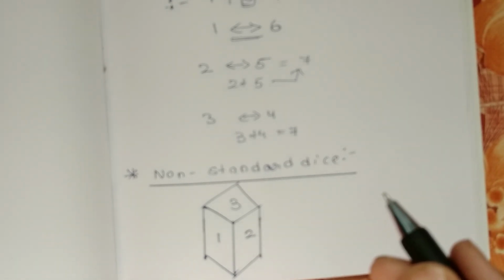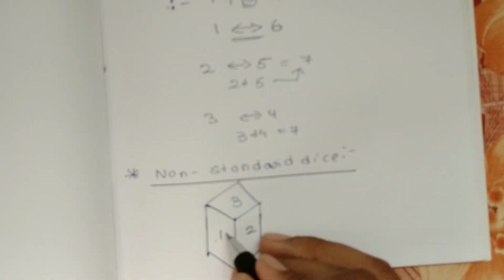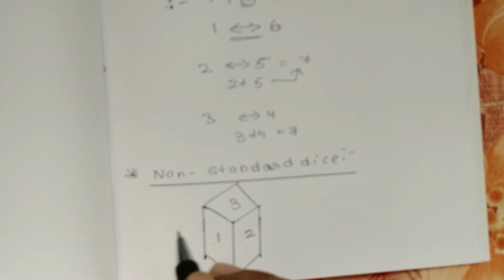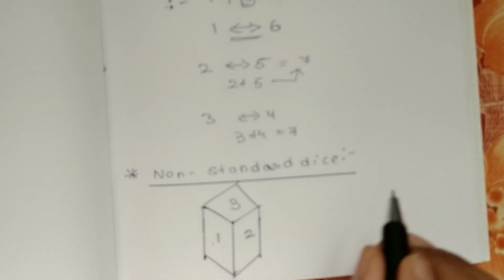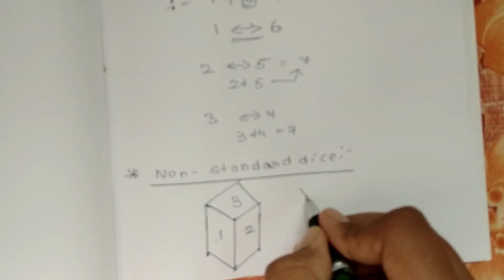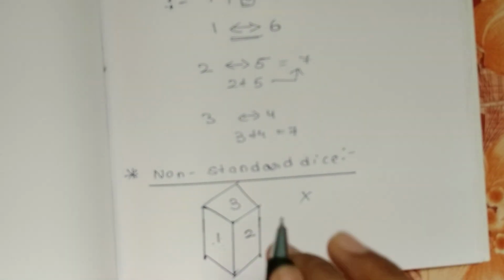And here one more thing I'll tell you, that here 1, 2, 3. So 1 will not be opposite to 2, whereas 1 will be adjacent to 2. And if the question is given that 1 is opposite to 2, true or false, you should mark it as false, because 1 is adjacent to 2 but not opposite to 2.